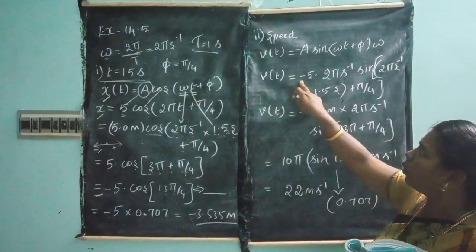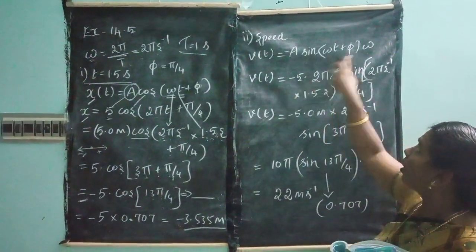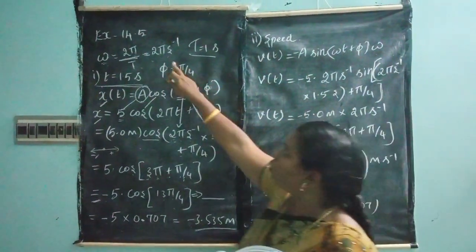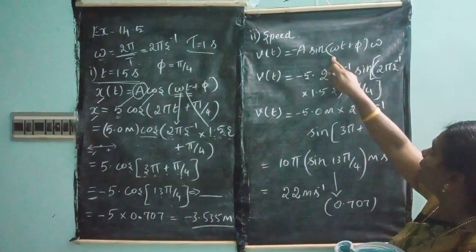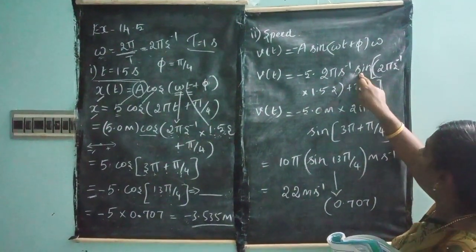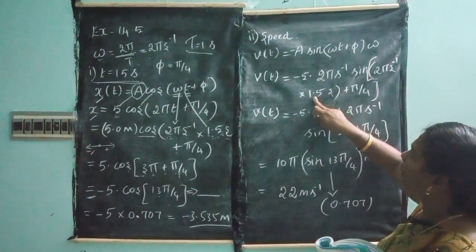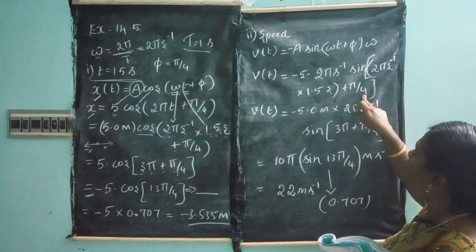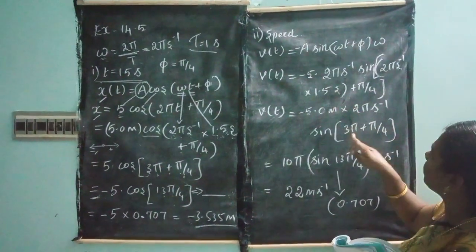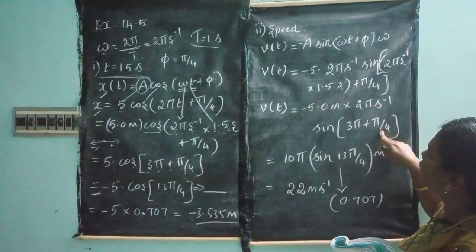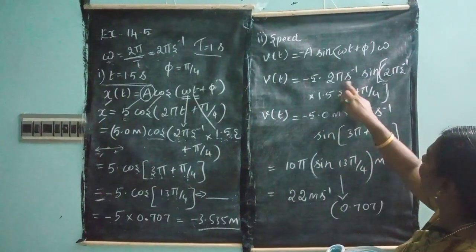See, I am writing in that equation. Therefore v of t is equal to, what is the a given value? 5. What is omega given? That is 2 pi s inverse. Then sine, omega again 2 pi s inverse, and t is 1.5 seconds, plus pi by 4. So s inverse and s cancel, and 2 pi into 1.5 is 3 pi plus pi by 4. And the answer here is minus 5 into 2 pi s inverse.